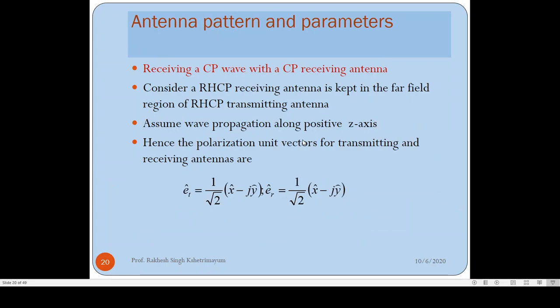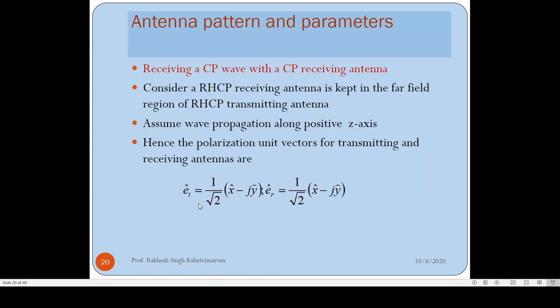And so let us consider a CP wave antenna as a transmitting antenna as well as a receiving antenna. So the receiving antenna is circular polarized, the transmitting antenna is also circular polarized. If you consider both of them are of the same polarization, RHCP receiving antenna and RHCP transmitting antenna, how much is the polarization efficiency? That's what we want to see. So the polarization unit vector for RHCP wave would be 1 by root 2 of x minus jy, and for the receiving antenna also it would be 1 by root 2 of x hat minus jy hat.